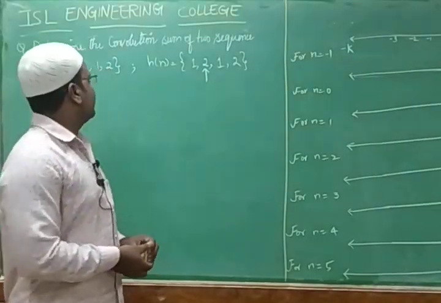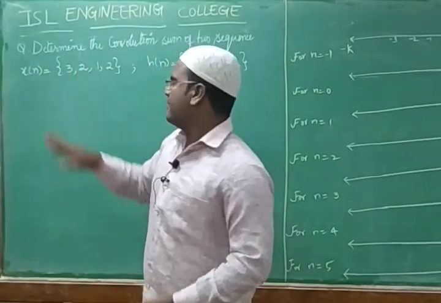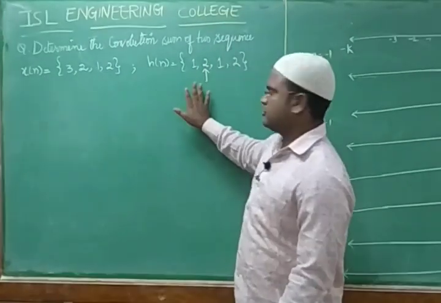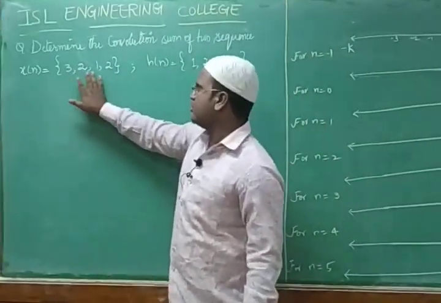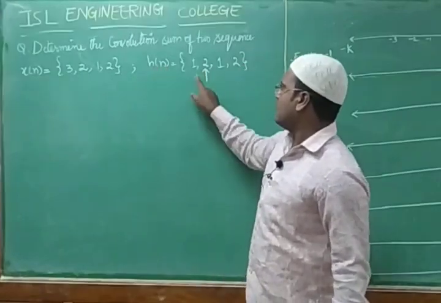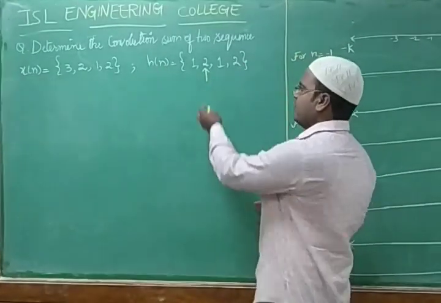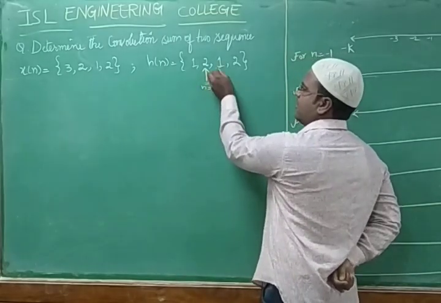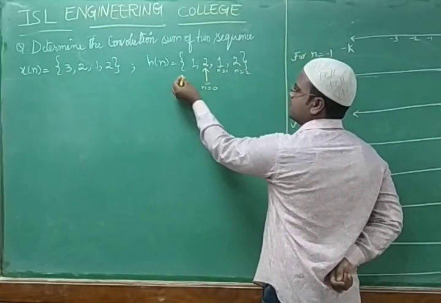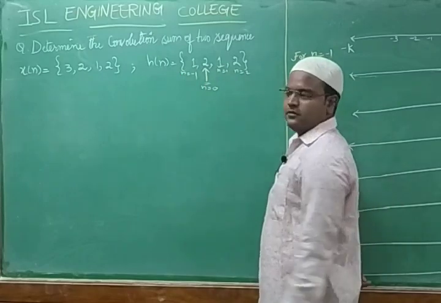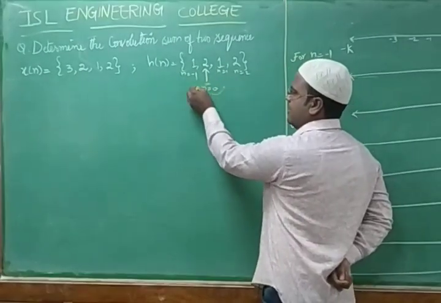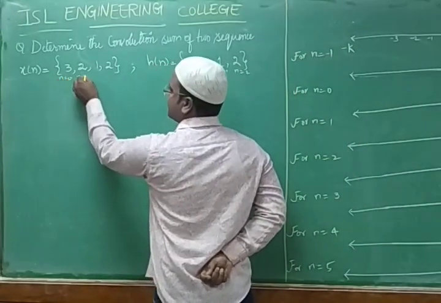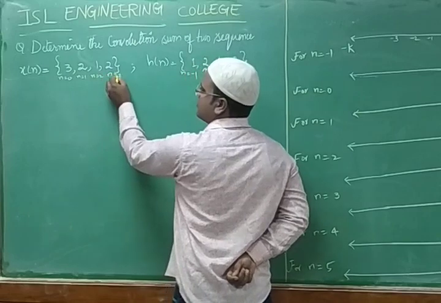So students, let's see the problem. Determine the convolution sum of the two sequences x of n and h of n. They gave x of n equals 3, 2, 1, 2, and h of n equals 1, 2, 1, 2. Here they gave an arrow mark that indicates the position. For x of n, the positions are n equals 0, n equals 1, n equals 2, n equals 3. For h of n, the positions are n equals -1, n equals 0, n equals 1, n equals 2, with negative on the left and positive on the right.